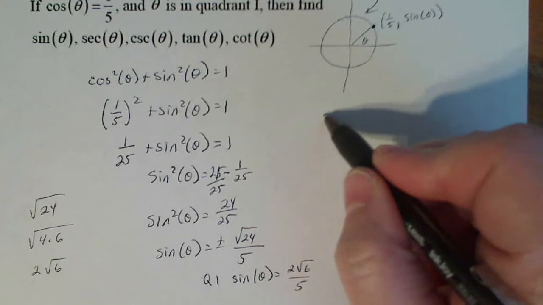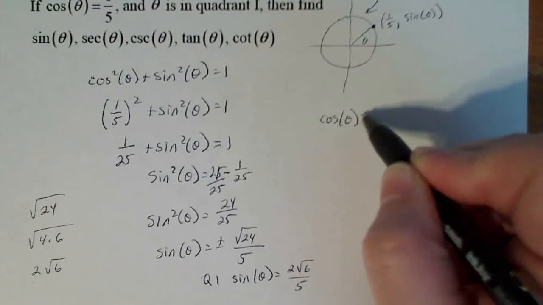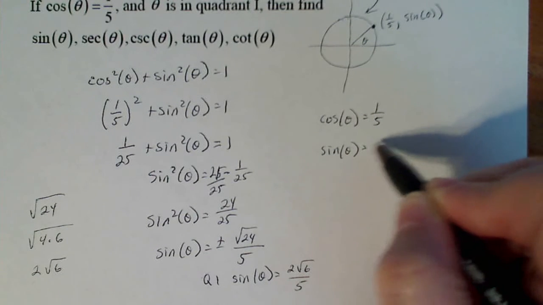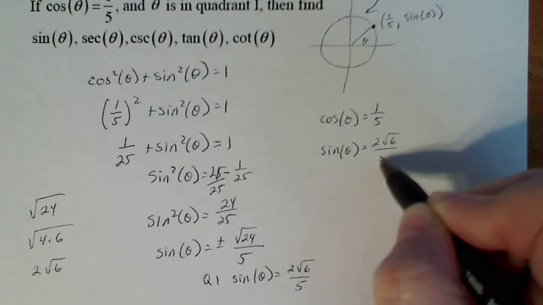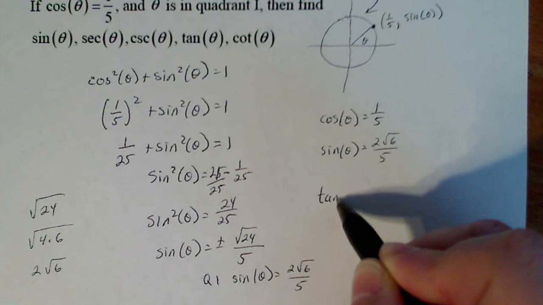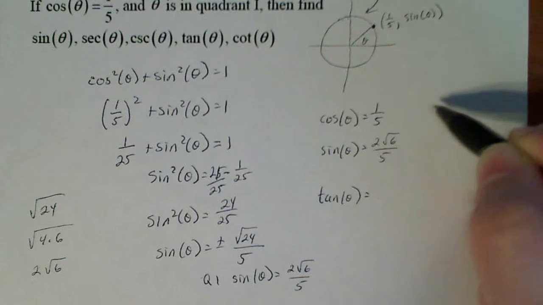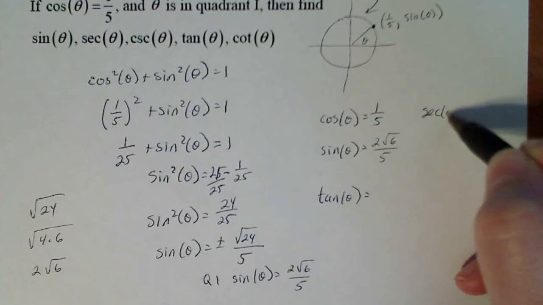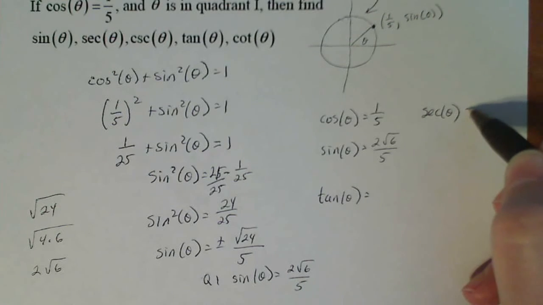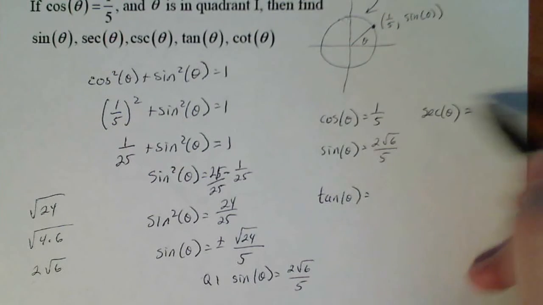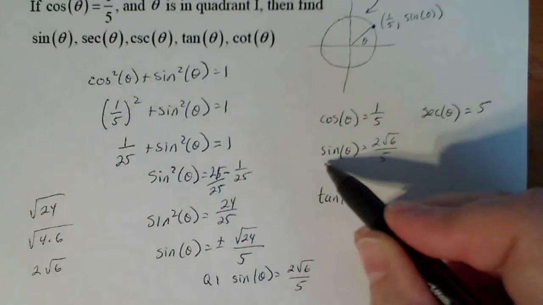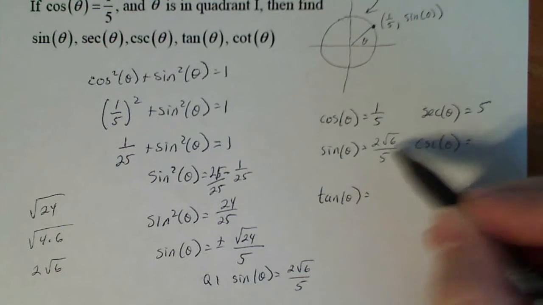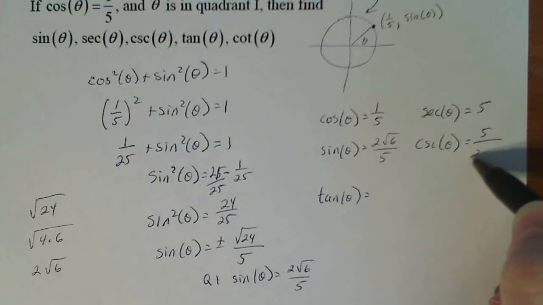So I'm going to write everything down here. Cosine of theta is equal to 1/5. Sine of theta is equal to 2 square root of 6 over 5. Tangent of theta is an unknown. Now, what's the reciprocal of cosine? That's secant theta. So secant theta is just going to be the reciprocal of this. What's the reciprocal of sine? Well, that's cosecant theta, which is the reciprocal of this guy. So that's 5 over 2 square root of 6.